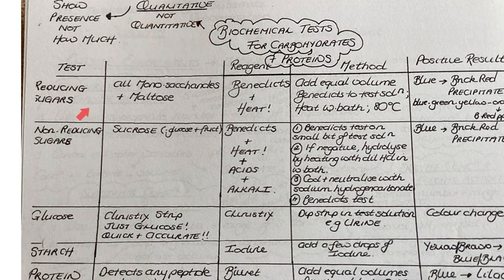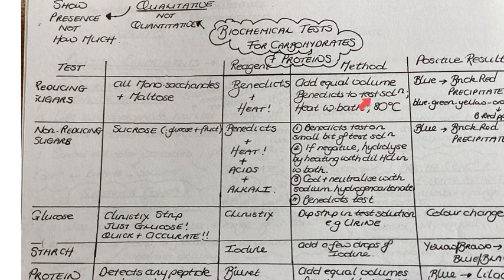So the first test I'm going to talk about is the reducing sugar test. This tests for all monosaccharides and maltose because all of these are reducing sugars. And remember your monosaccharides. You'll have done AS1, so your monosaccharides are glucose, galactose, fructose. You know a lot of monosaccharides, but maltose, which is a disaccharide, is also a reducing sugar. So the reagent that you use is Benedict's solution, and every time you think of Benedict's, please remember that you heat. So you have to heat it.